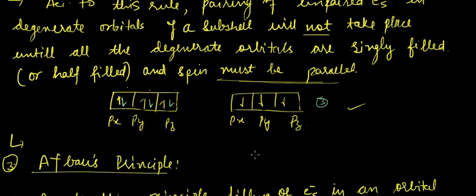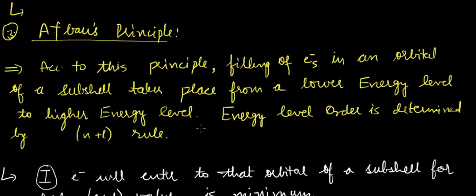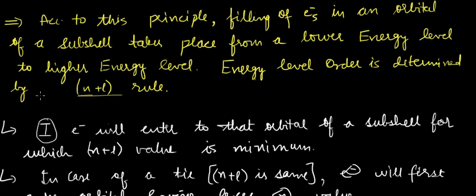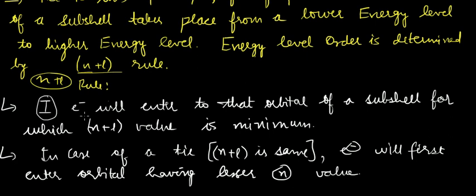Now let's talk about Aufbau's principle. Aufbau's principle states that filling of electrons in the orbitals of a subshell takes place from a lower energy level to a higher energy level. The energy level order is determined by the n plus l rule. So what is the n plus l rule? It says that first the electron will enter the orbital of the subshell for which the n plus l value is minimum.